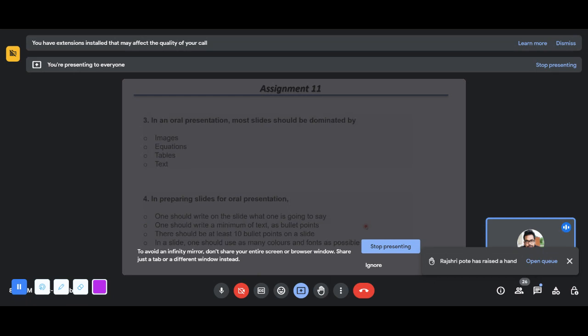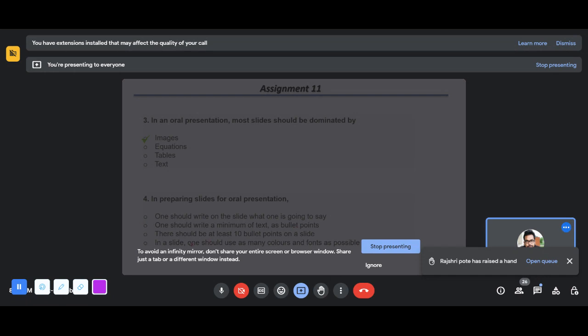In an oral presentation, most slides should be dominated by image, equation, table, or text. So here it should be image, right? Always, an image is easier to understand. Now the fourth one: in preparing slides for oral presentation, one should write on the slide what one is going to say. Again, we know that we should not do that. We should not elaborately write what we are going to say in the presentation. One should write a minimum of text as bullet points. So this is correct, right?